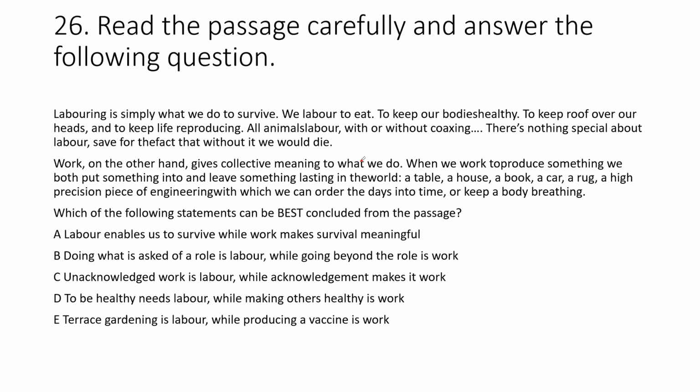Okay, let's start with option E. Terrace gardening is labor while producing a vaccine is work. If we understand this, the author nowhere discussed the difference between labor and work. Option E is more of an example than the main idea. So it goes out.